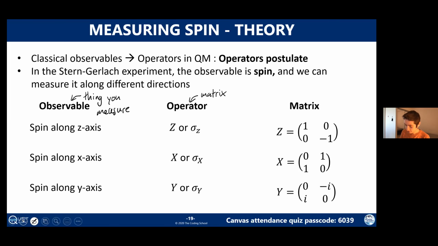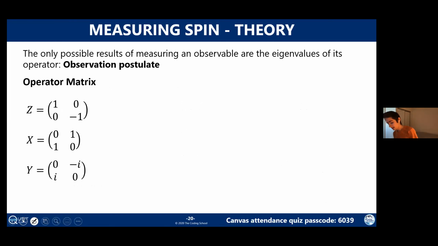Okay, let's try another postulate and see how it works. This is the observation postulate, and it says the only possible results of measuring an observable, so again, just measuring something you can measure, which is redundant, are the eigenvalues of its operator. So the previous postulate told us what the operators are. They were these Z, X, and Y matrices. Those are our operators. This one is now telling us to consider the eigenvalues of those operators.